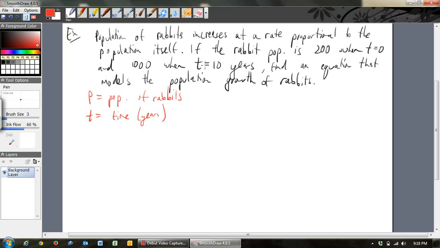Population of rabbits increases at a rate proportional to the population itself. In other words, the rate of change of population with respect to time is proportional to the population itself. And this gives us dP dt is equal to kP, where k is greater than 0. Why is k greater than 0? Because it's increasing. It increases at a rate. So this is getting bigger. The gradient of the curve is going upwards, a positive gradient. So there we go. So all we need to do is solve that DE.